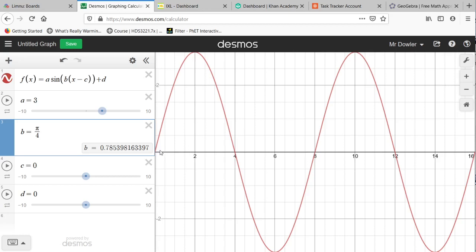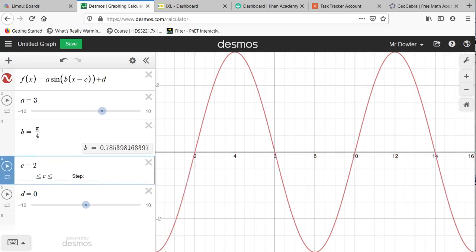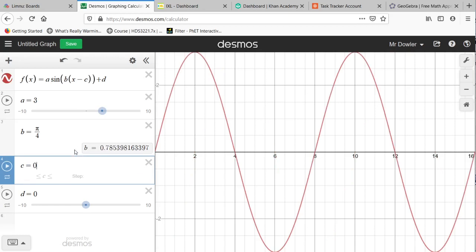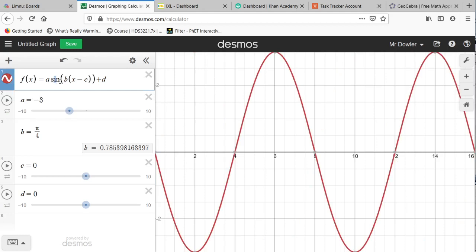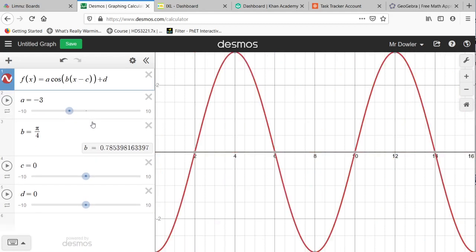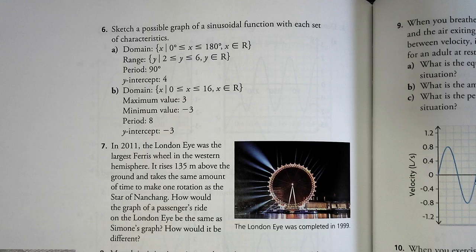Finally, we need a y-intercept of negative 3, which means we need to shift the graph. We need to shift it either left by 6 or right by 2 to get that in there. The alternative, because they did say it's a sinusoidal function, is we could not shift it. We could use a negative 3 for the amplitude, and instead of using a sine, we could use a cosine. That would also give us a negative 3. But that wraps up question 6 in the textbook.